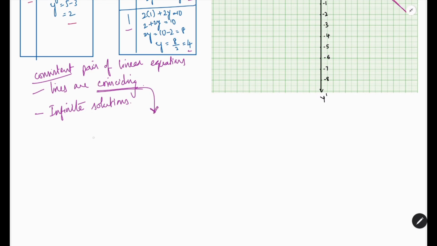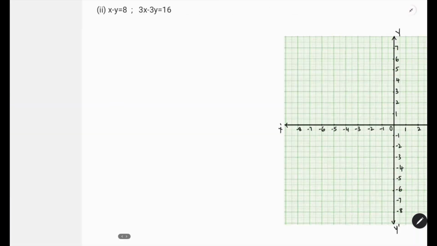So for this consistent, coinciding scenario, what is the condition here? A1 by A2 equal to B1 by B2 equal to C1 by C2. Okay. Now we will move to the next one.